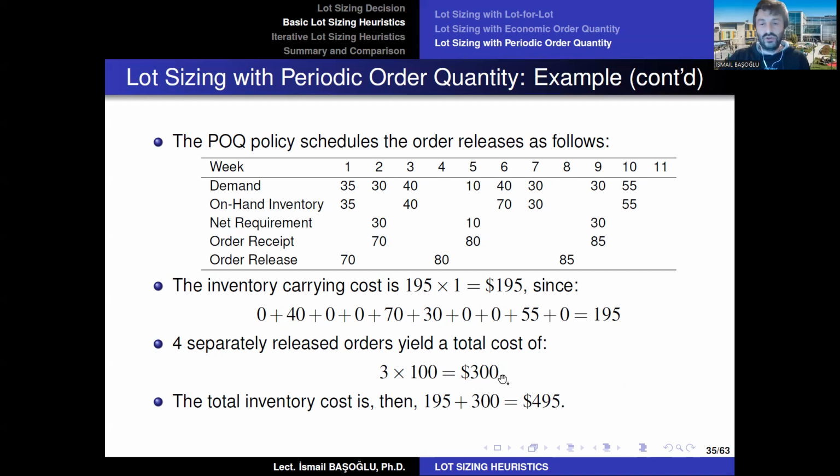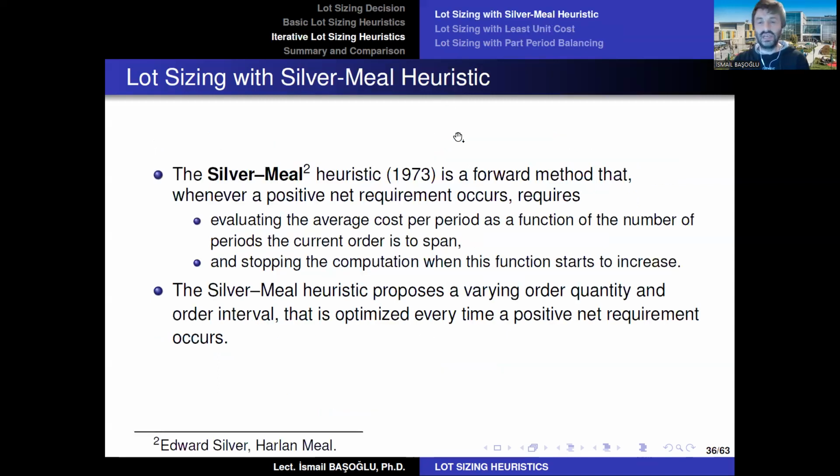So the total cost associated with the lot sizing heuristic based on the periodic order quantity is 495, compared to the 2 previous heuristic methods. This is a lot better. But it is possible to calculate much better plans based on some advanced heuristics, which we are going to cover in the following videos. So in the next video, we are going to cover the most famous heuristic of all about the lot sizing problem, which is the Silver-Meal heuristic.